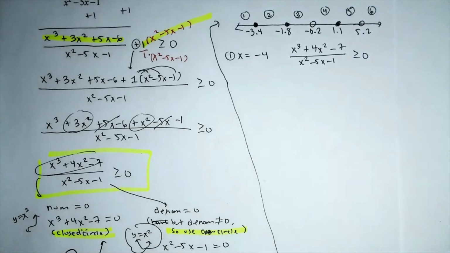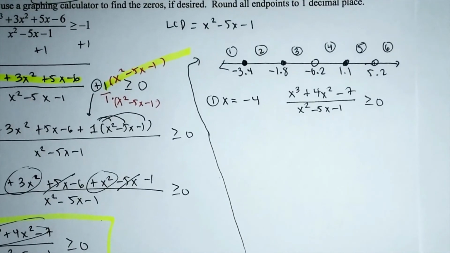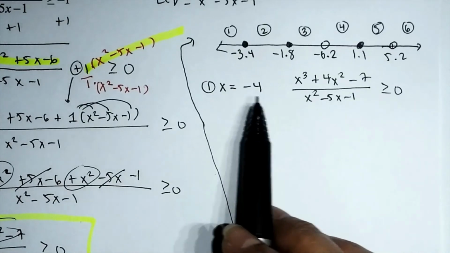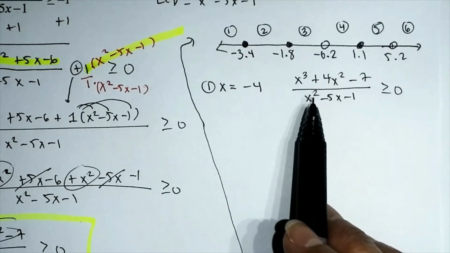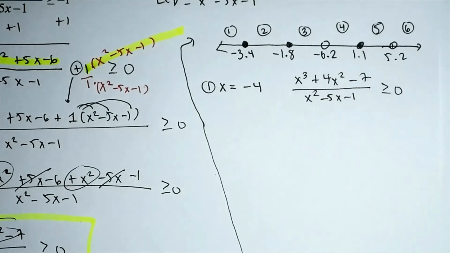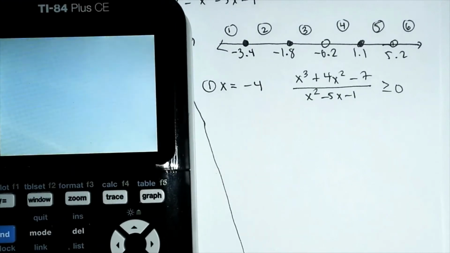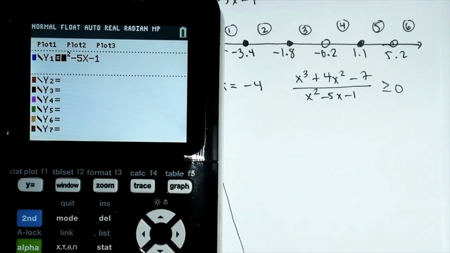So we are supposed to do it by hand. No, I lied. We can do it by hand, but we're going to use our technology. If you do it by hand, you just plug it in and see if the left side is greater than or equal to 0. Okay, let's use our calculator. Give me a sec.